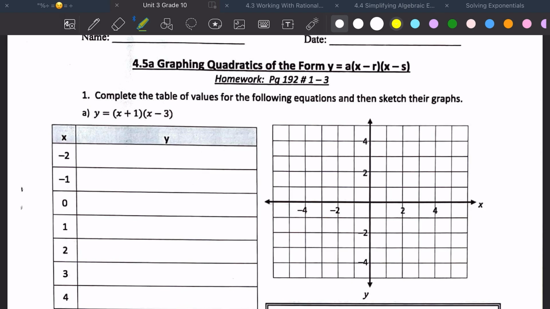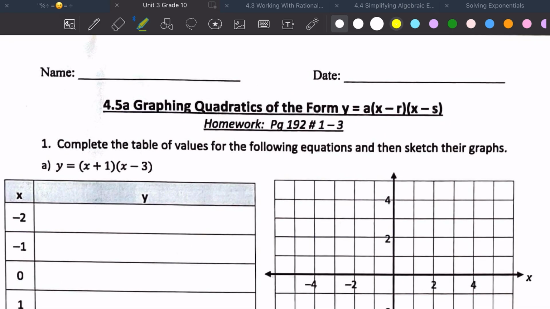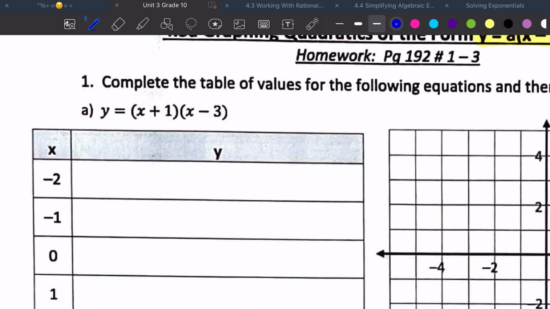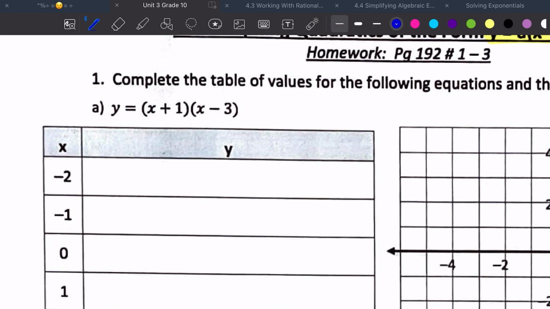We're on 4.5a. So this is our equation for factored form. It is y equals a, and then bracket x minus r, bracket x minus s, where r and s serve an important role in this equation. Same thing like we did with the other ones. If I'm given an equation and a table of values, we're going to practice plotting those values into the chart.